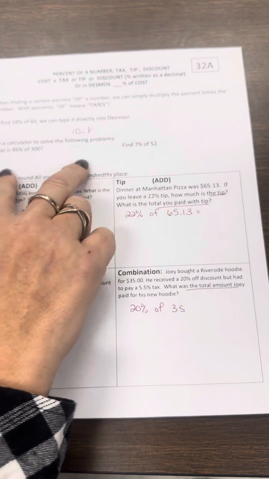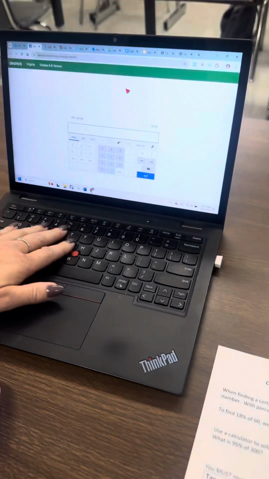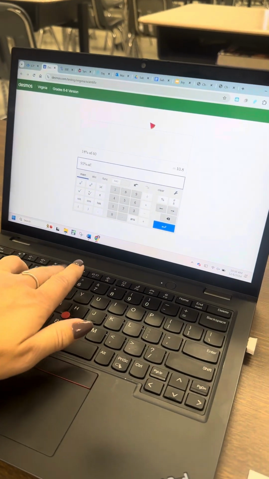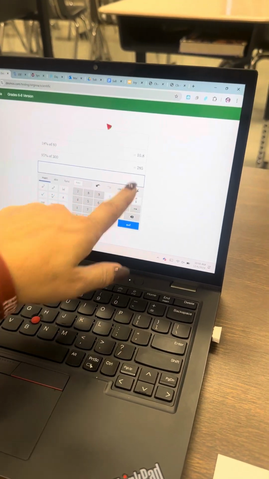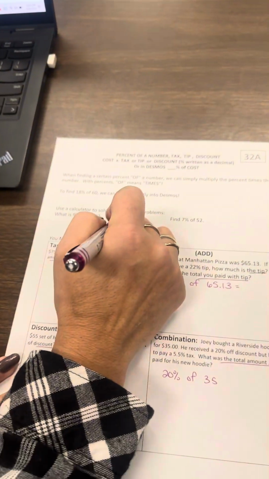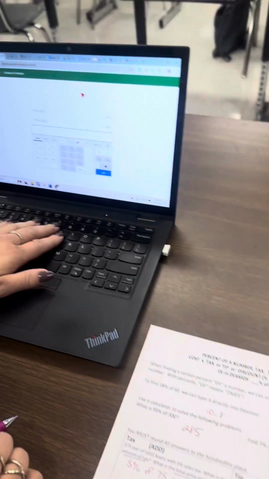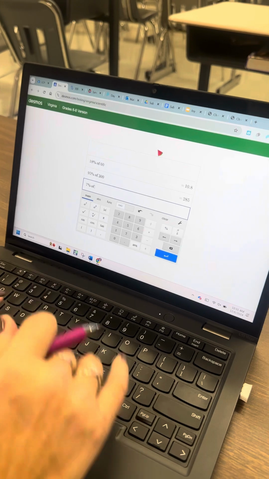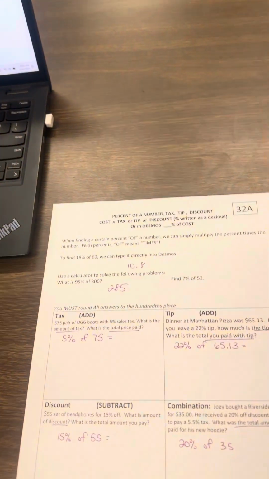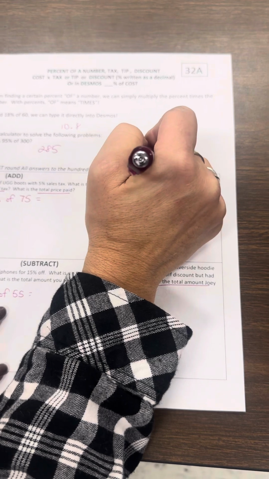In these next few examples, what is 95% of 300? I'm going to plug that in. 95% of already pops up, 300, which gives me 285. The next one, 7%, whoops, of 52, which comes up as 3.64.